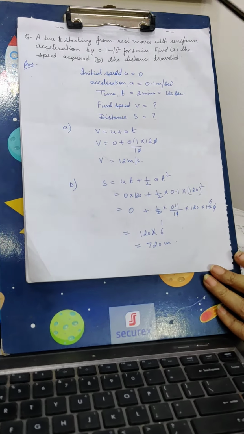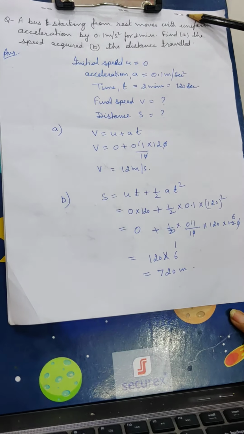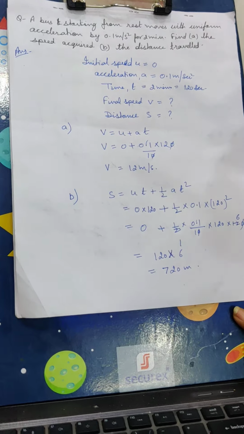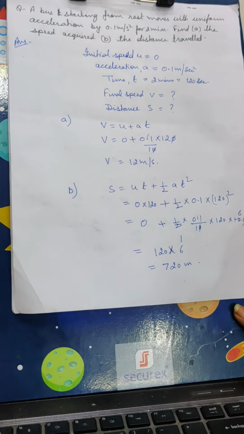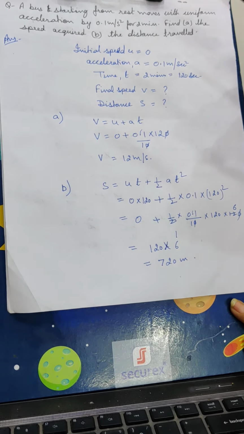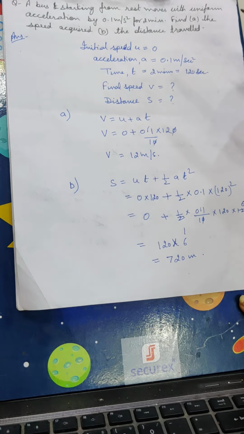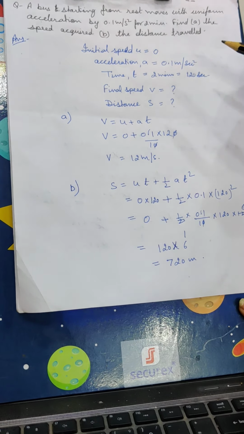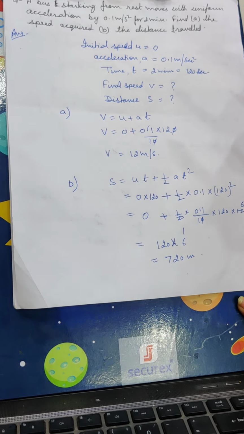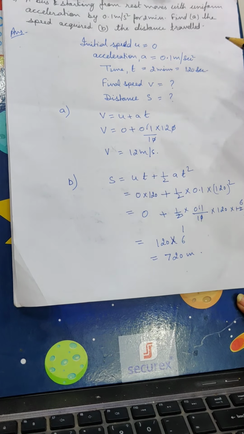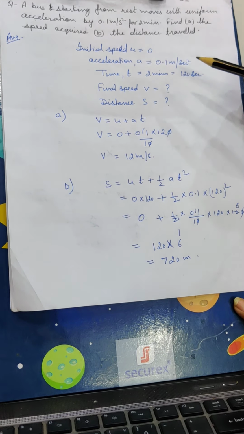Now let us start with numericals on equations of motion. We have studied three equations of motion. First is v = u + at. Second is s = ut + ½at². And the third is v² − u² = 2as.